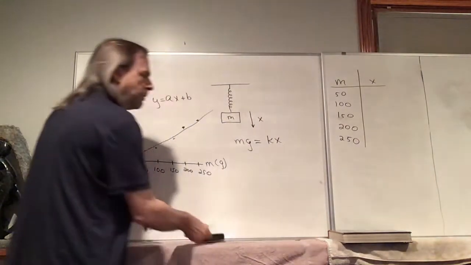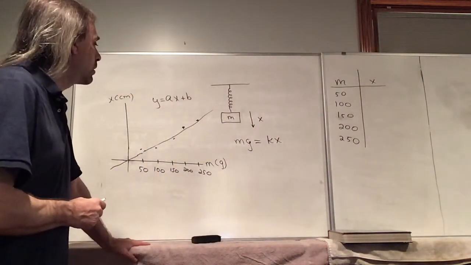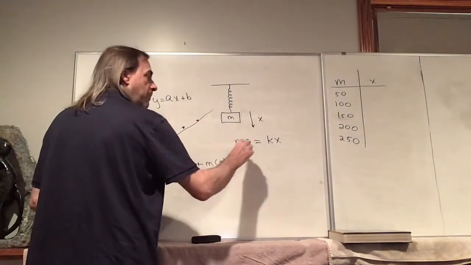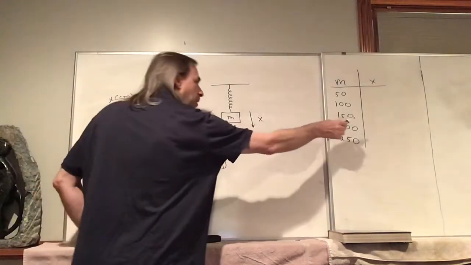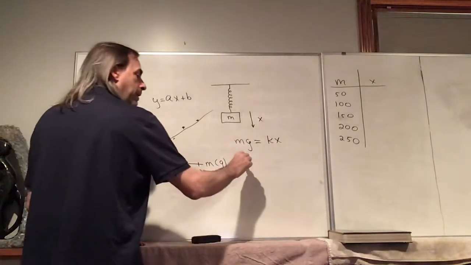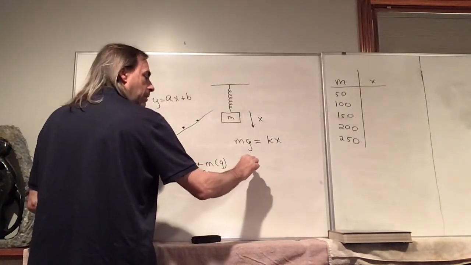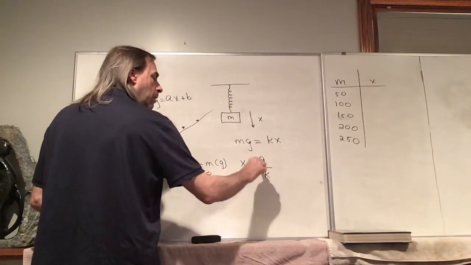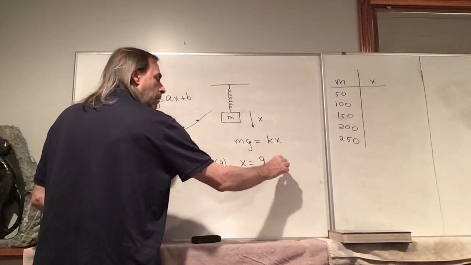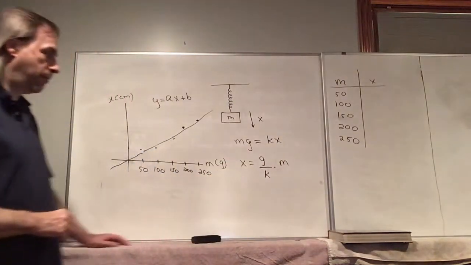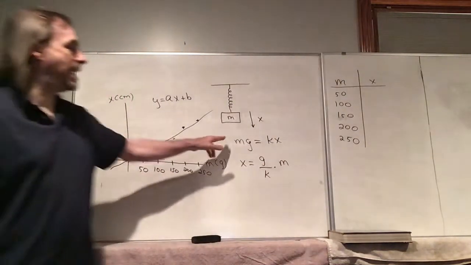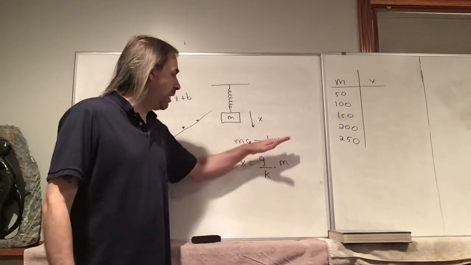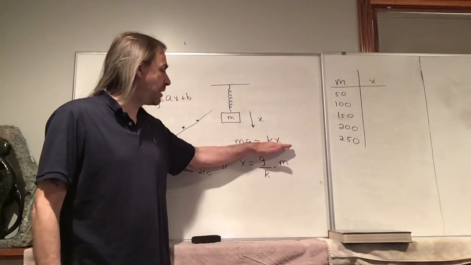Let me see how I want to actually do this. We're plotting m, or the data involves m and x. So I'm going to say x is equal to g over k times m. Again, that is the exact same equation, we just rewrote it algebraically. We divide both sides by k to get x by itself.